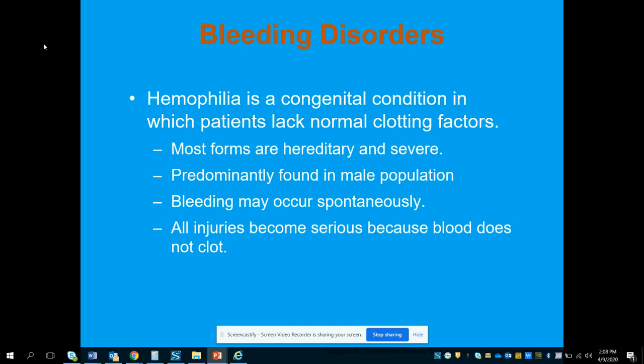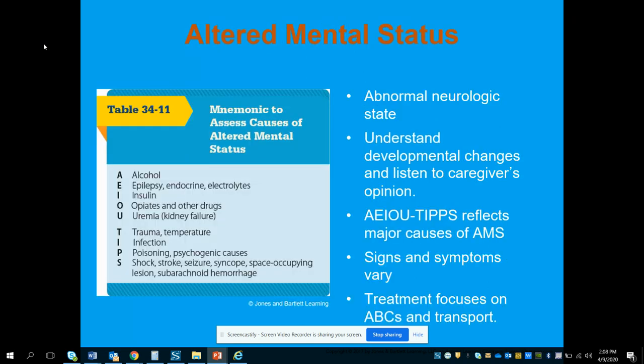It's predominantly found in the male population, and they might be receiving some type of special medications or administration of some type of injection to treat this, like factor 8. So you just want to make sure that you ask about those things, because remember, no matter how minor, those injuries could be life-threatening for them.